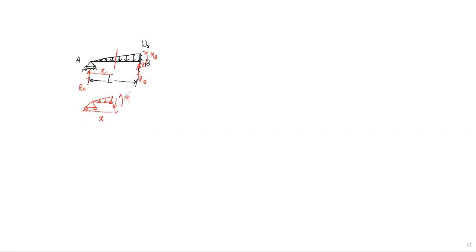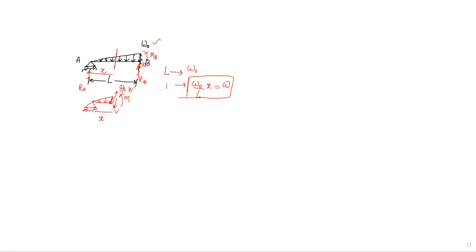First of all, let's find the intensity of the load at a distance X. When the length is L, the intensity of the load is W naught. When the length is 1 unit, the intensity will be W naught divided by L. When the distance is X, the intensity will be W naught by L into X. So this perpendicular here will be W naught divided by L into X.